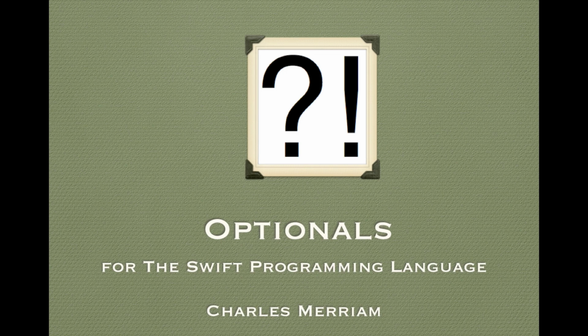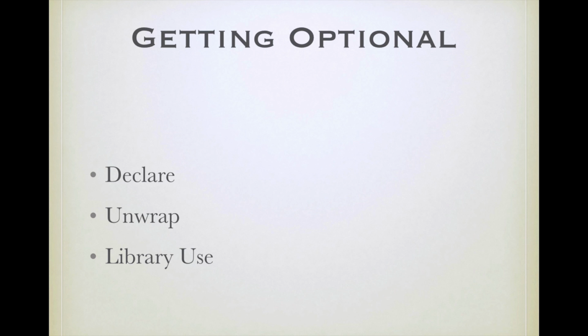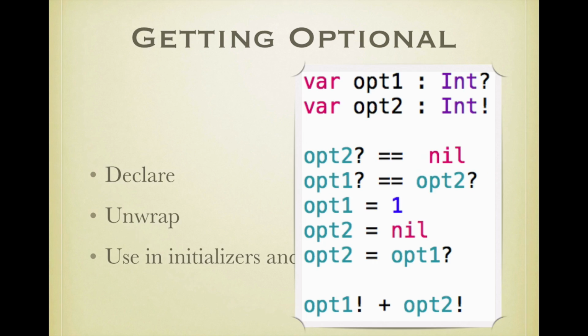Let's talk about optionals in the Swift programming language. Only optionals may be nil. That's the special "nothing here yet" value. That value is also used for error returns or places where something failed and it just wants to say we never set this value. Getting the optionals: we declare them, we unwrap them, and we use them in our libraries.